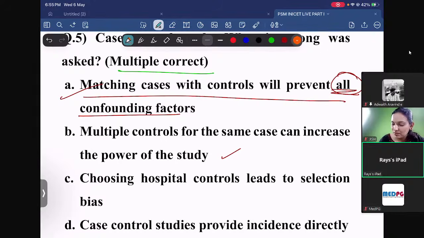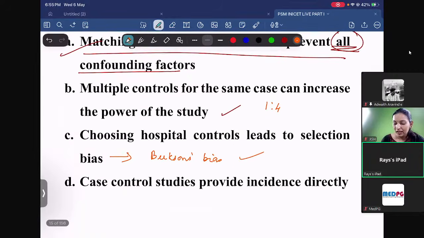But remember, maximum is 1:4. For one case, you take a maximum of 4 controls. Beyond that, there is no point in increasing the number of controls. It is not going to improve the power of the study. Next option, choosing hospital controls leads to selection bias is true. You know that, and we know the name of this bias. What is that? It's called Berkson's bias. So that is also a true statement.